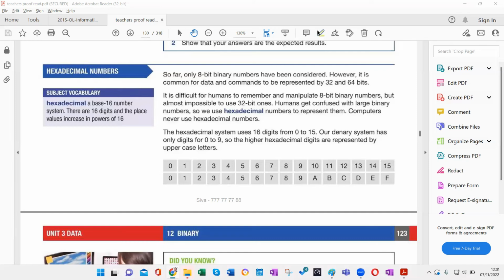So far, only 8-bit binary numbers have been considered. However, it is common for data and commands to be represented in 32 and 64 bits. It is difficult for humans to remember and manipulate 8-bit numbers, but almost impossible for 32-bit ones. So we can use a larger number base like hexadecimal, which has 16, to represent lower values.